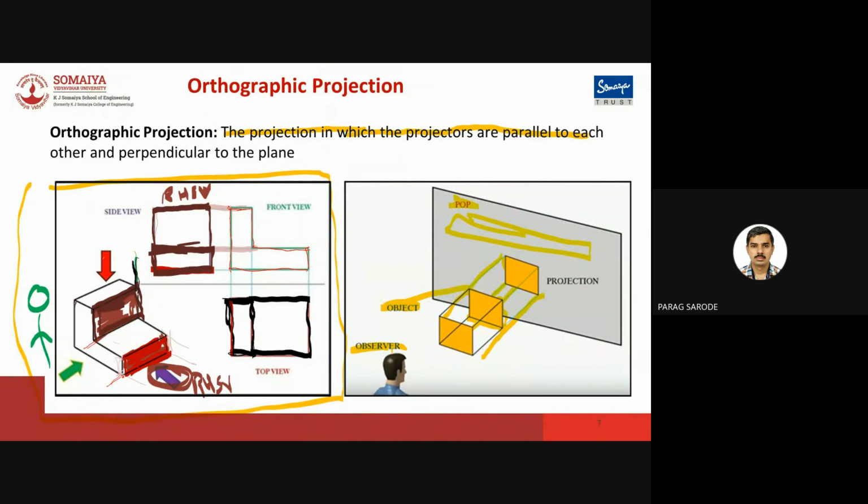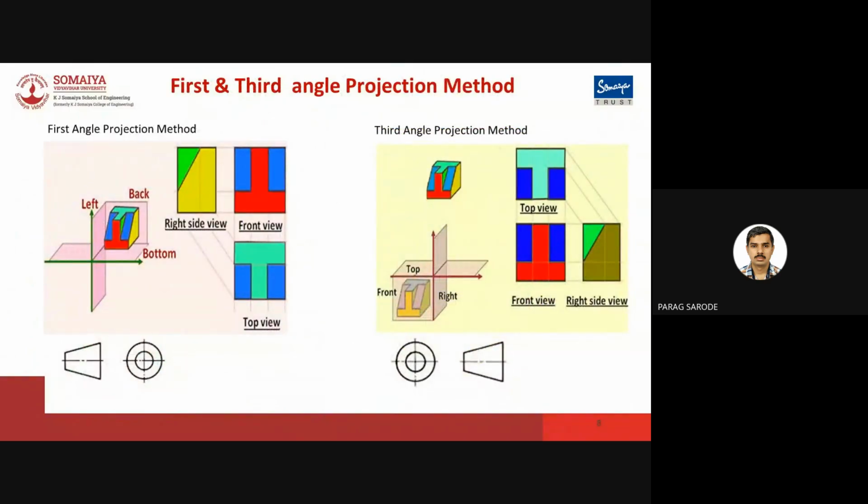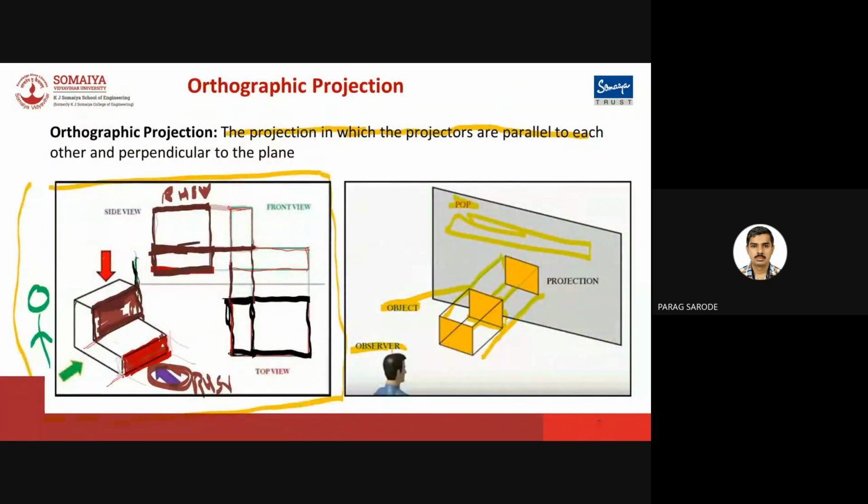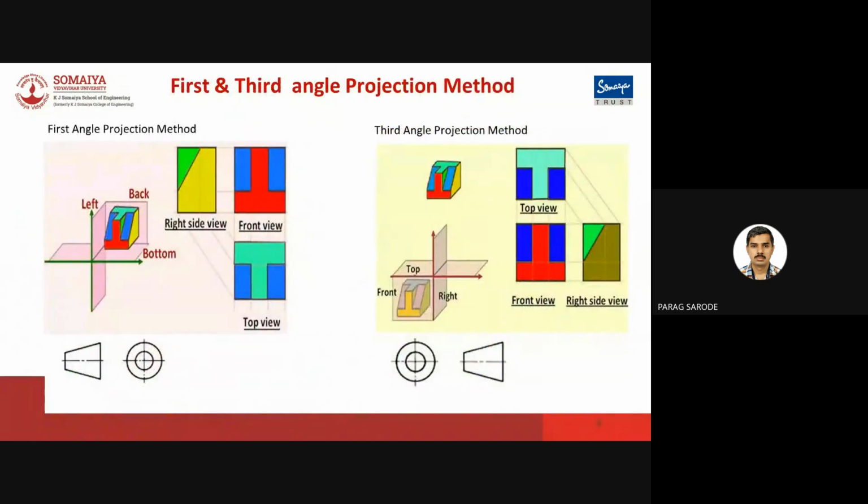So in this way, we obtain the front view, top view, and side view by projecting the lines from the other view. Just like here, we have obtained this projection line, for the top view we can obtain this projection line, so that we get to know how the different views will be correlated. So this is the method that we use to obtain the orthographic projection.